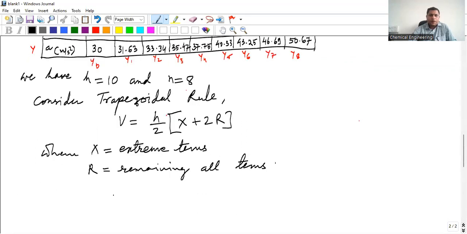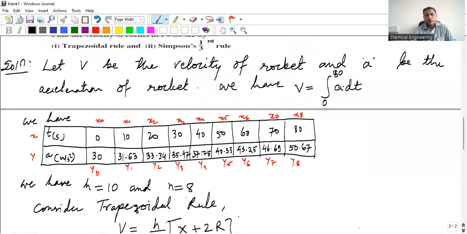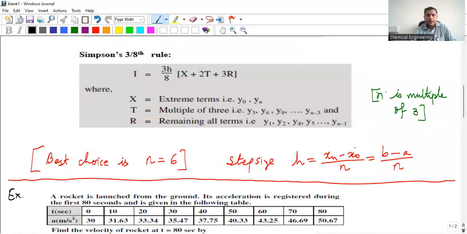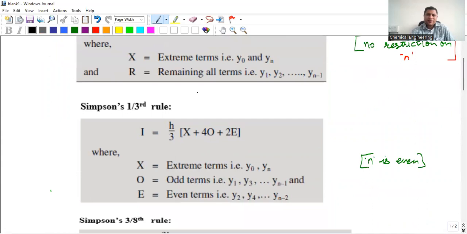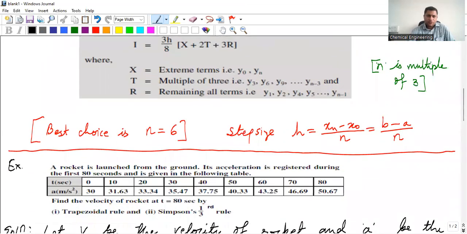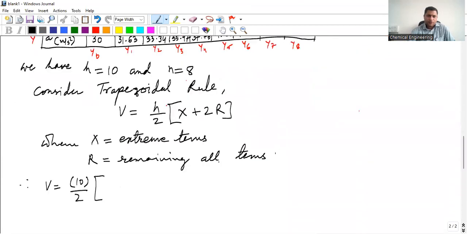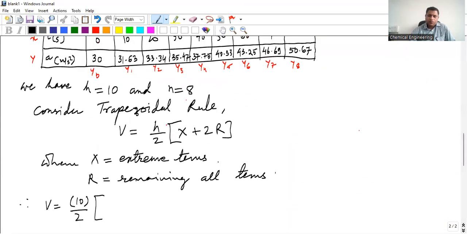Hence V is equal to h by 2, so 10 by 2. Are you getting this formula? This we have written here. So in the trapezoidal rule, h by 2 times X plus 2R, capital X is for the extreme terms and R is for all the remaining terms. Now here we have to consider the values of y, so we have to be careful.